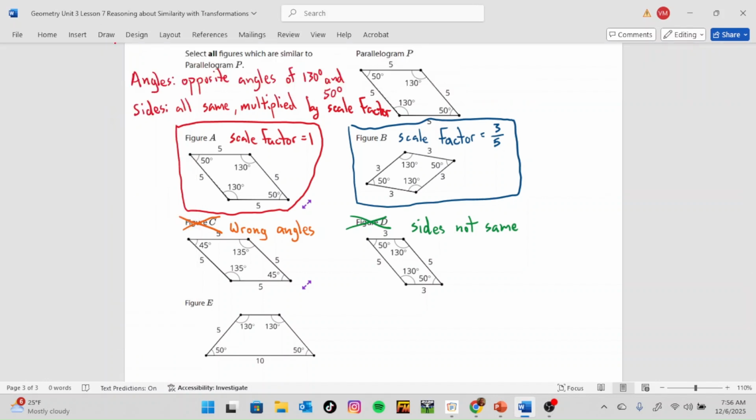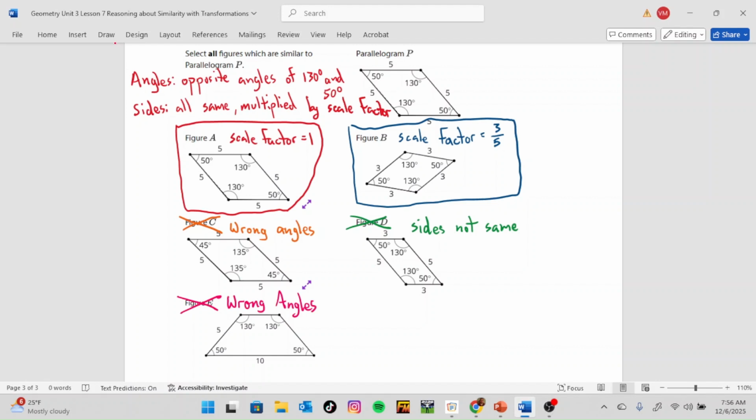And then figure E, I need opposite angles of 130 and 50. But I don't have that here. I do have 2 angles of 130 and 2 angles of 50, but they're not the right opposite angles. So we have the wrong angles. So we can get rid of figure E.